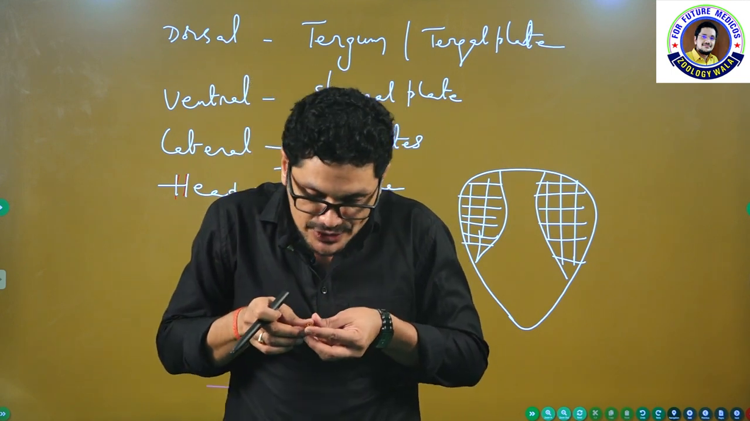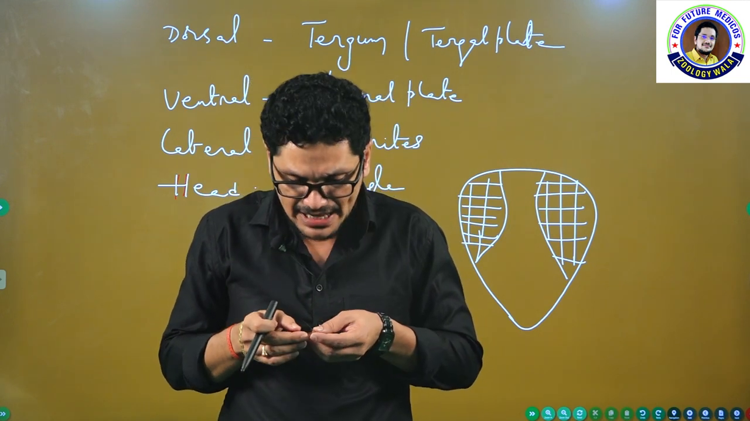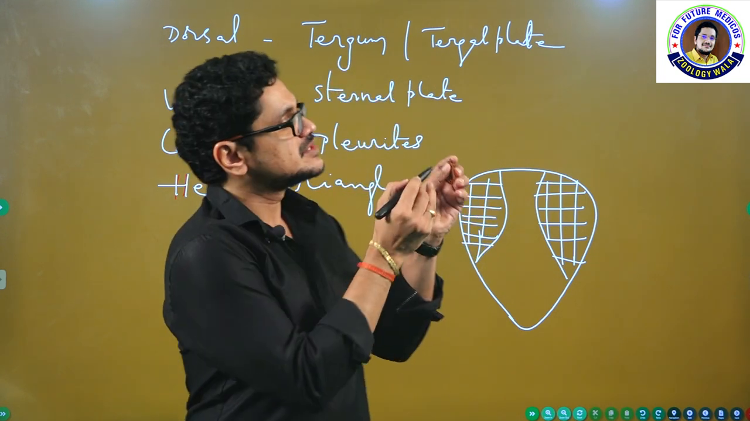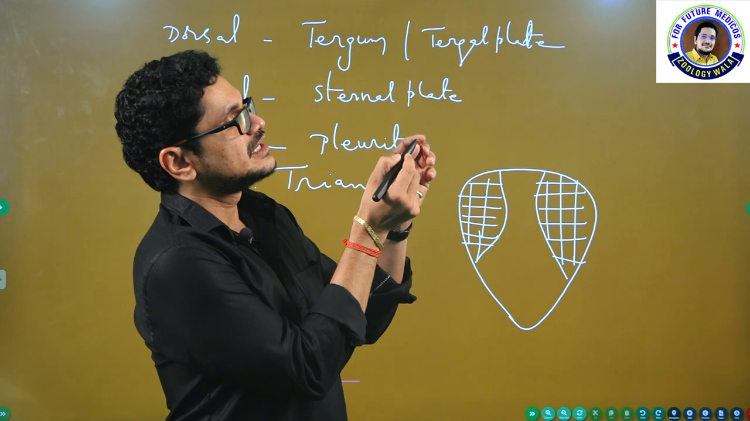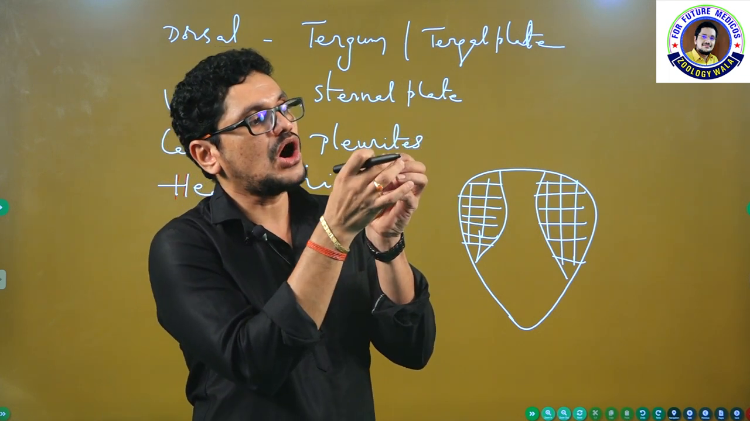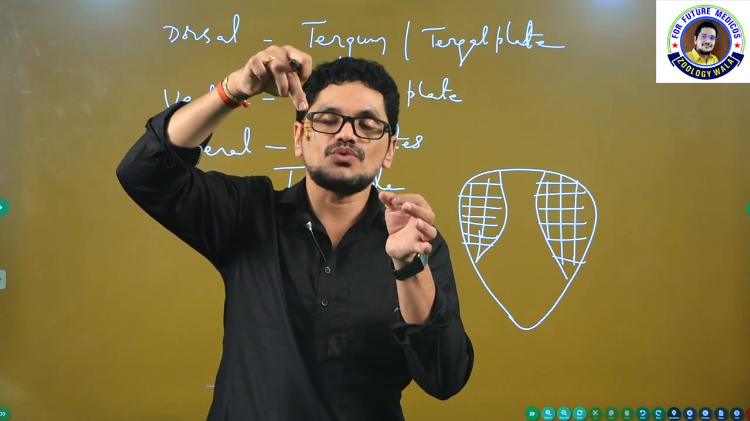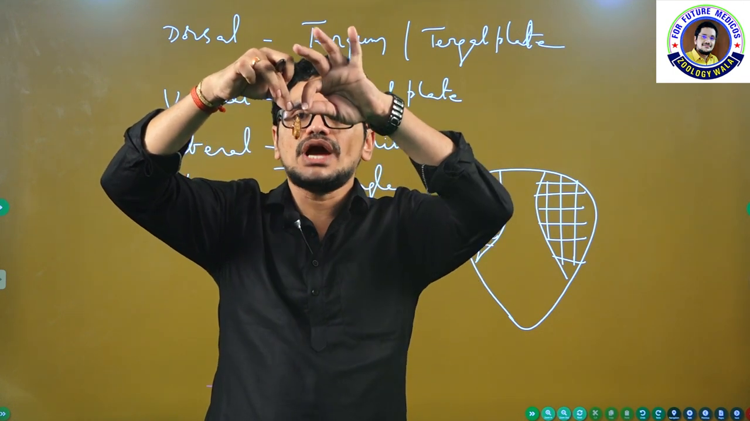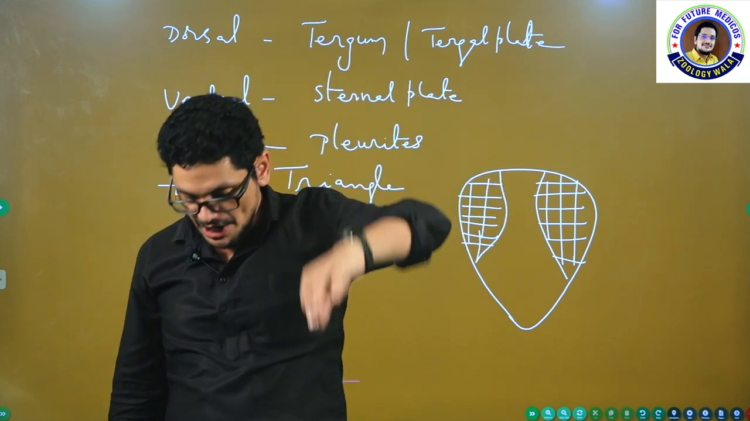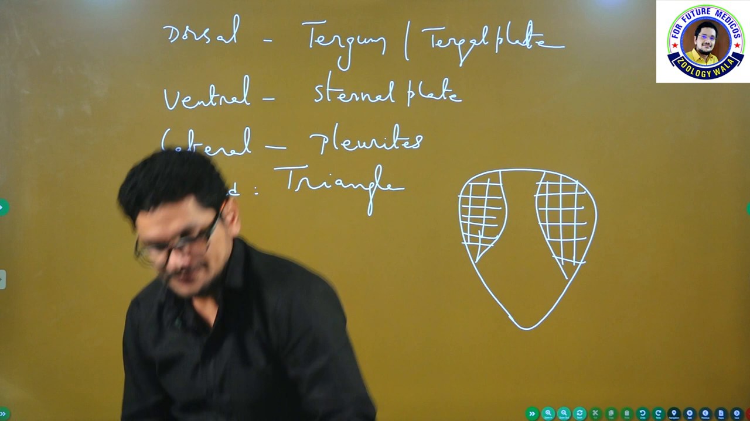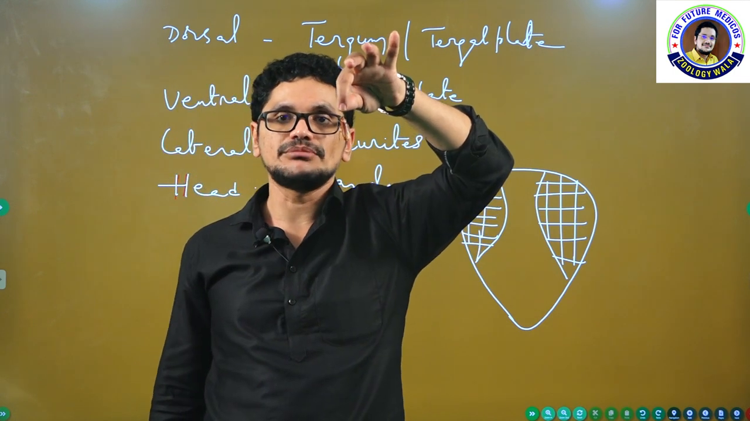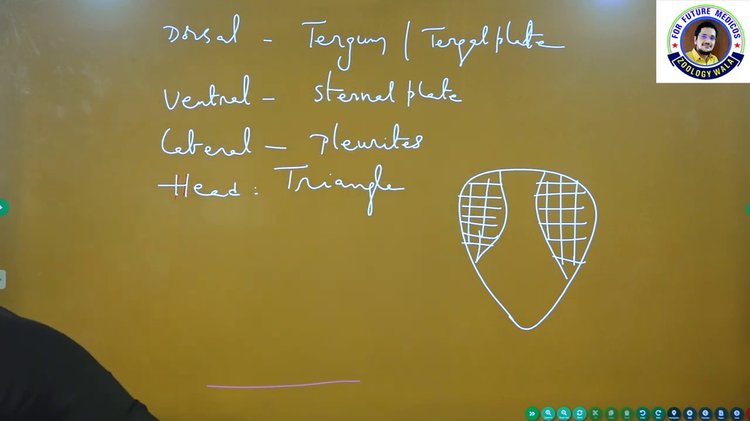As I just told you, the head is bent at right angles to the body, isn't it? So this is the head region, and the head region is triangular. You can also observe the two long antennae. This is one and this is another. Two antennae are present, which help in monitoring the environment.